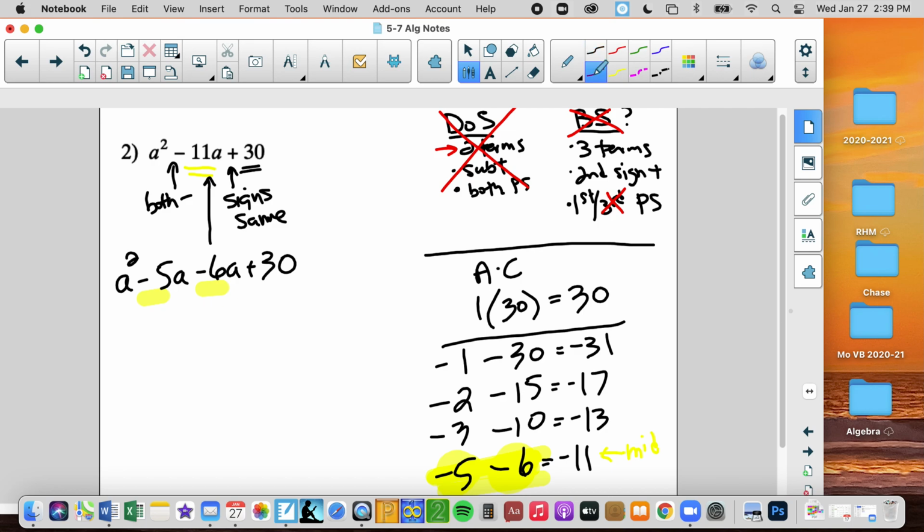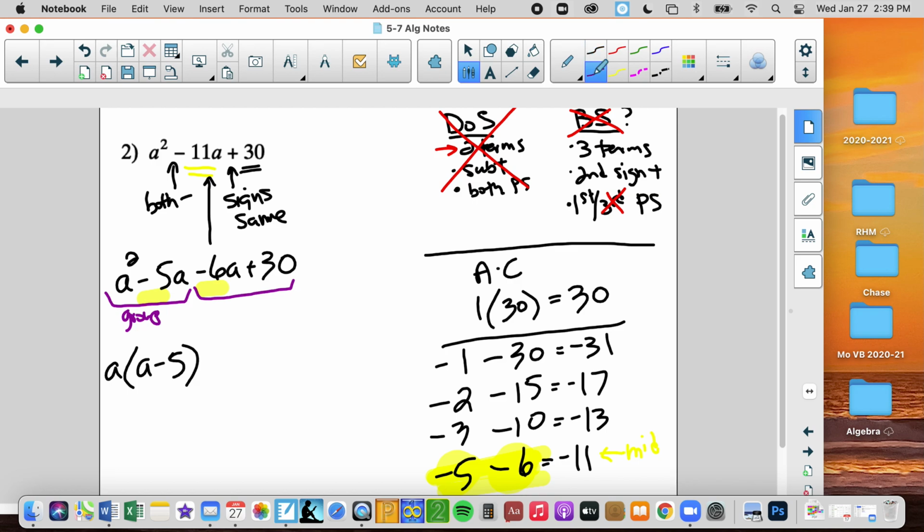And the reason is I'm going to use factor by grouping. I'm going to group these first two, and I'm going to group these second two. I'm going to take this group and look for the GCF. So I look at a squared minus 5a. What is the greatest common factor of a squared minus 5a? Well, they both have an a. If I divide a into a squared, that leaves me with a. And if I divide a into negative 5a, that leaves me with negative 5.